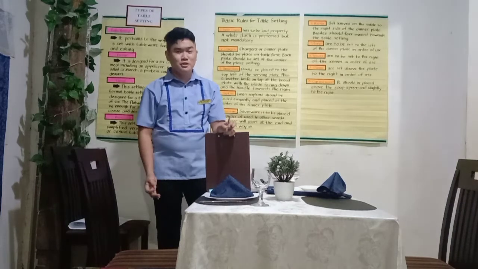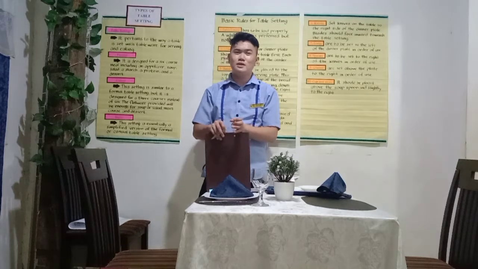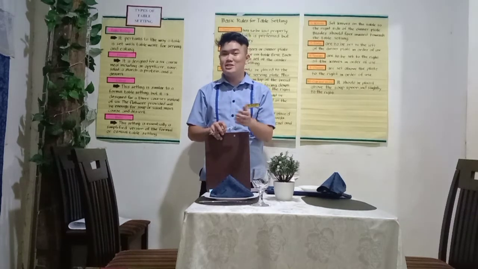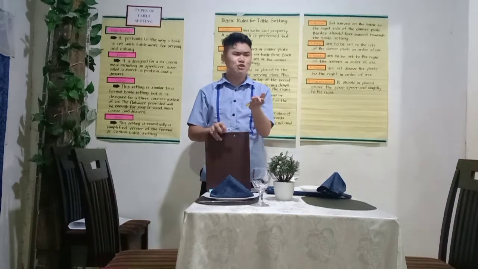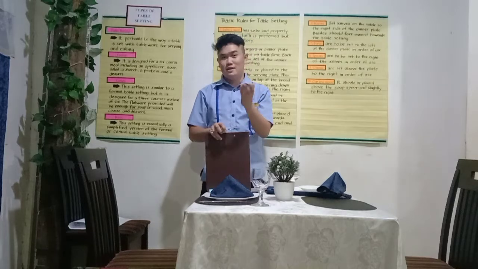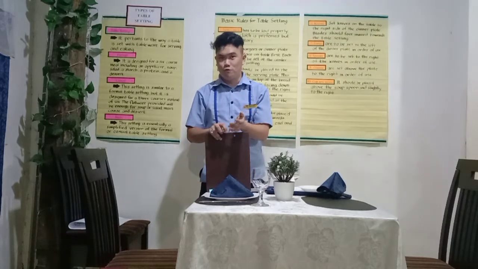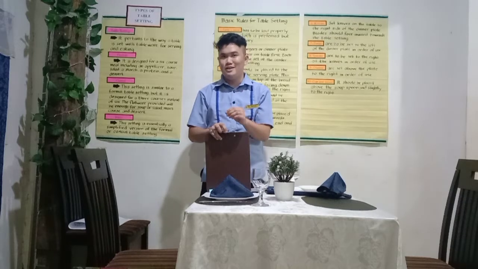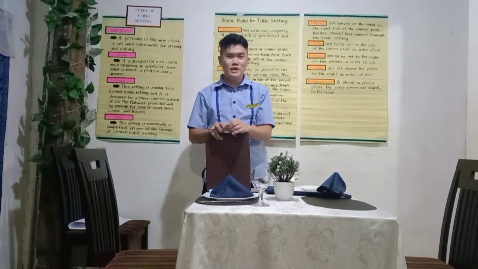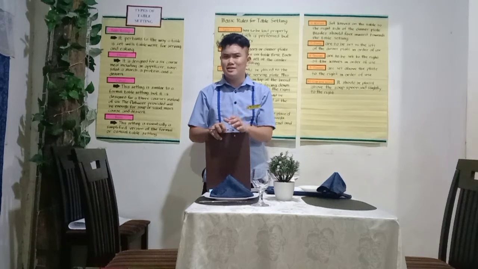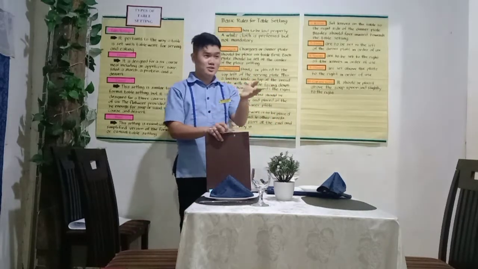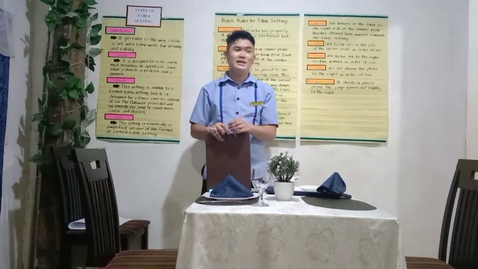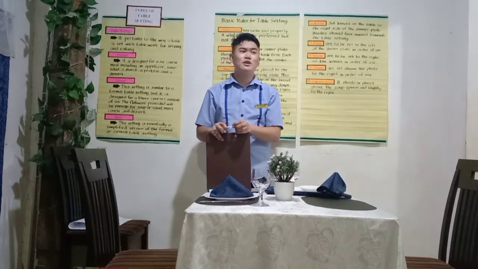Number two. Casual table setting is designed for a six-course meal. Is it true or false? It is false because casual setting is designed for a three-course meal only. Number three. Formal table setting is designed for a six-course meal. Exactly. Mr. Allow, you are correct. It is true.